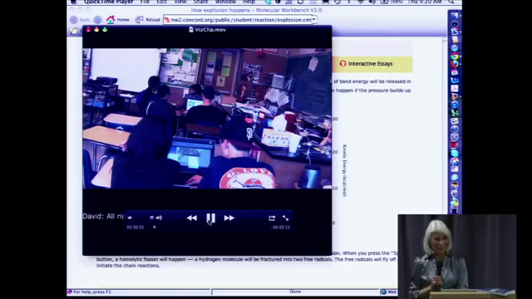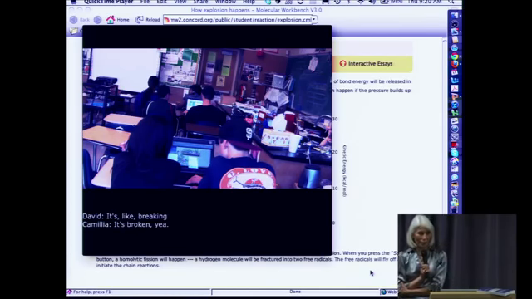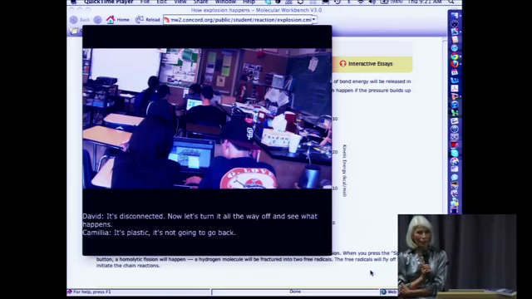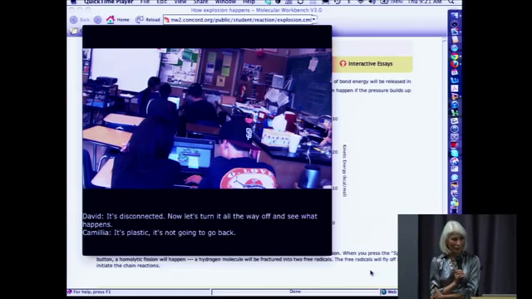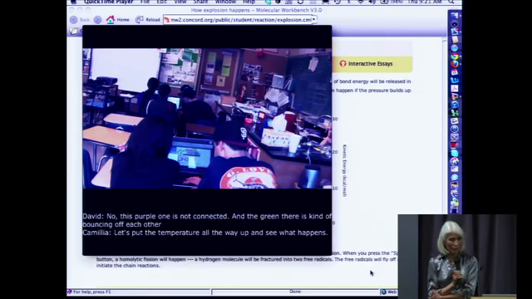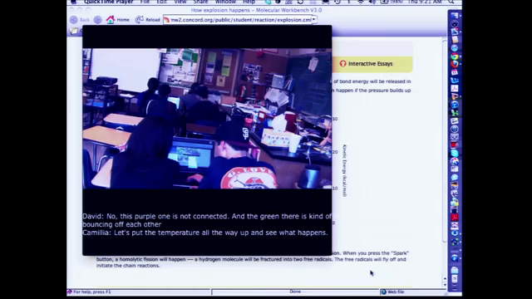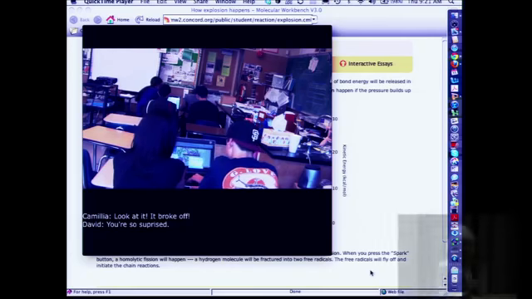Here's downward, what force? Students discussing. Yeah, it pulls it down. Yeah, definitely. It's like breaking. Broken, yeah. So they're looking at a more complicated chemical reaction. Let's see what happens. It's plastic. It's not going to go back. I really wonder if these are connected at all. They're not. No, this purple one's not at all connected. The green there's kind of bouncing off each other. Temperature all the way up, see what happens. It's gonna break it again. All right, let's try it anyways. You're so surprised.